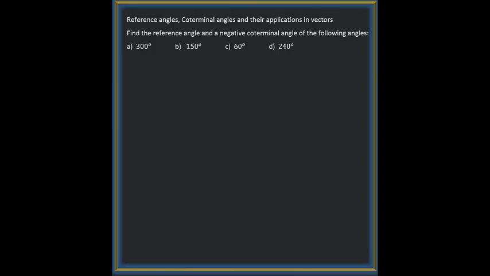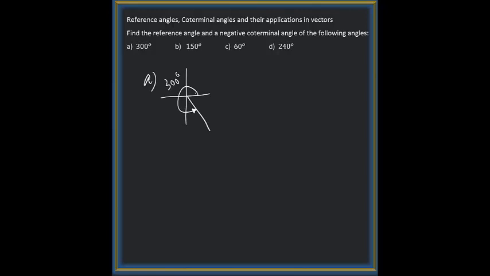By definition of reference angles, we are looking for an acute angle between the terminal side and the x-axis. And the coterminal angle will be from the initial side to the terminal side. In this case, we are going in the clockwise direction. So we'll draw the angle and then determine where is the reference angle and which one is the coterminal angle.